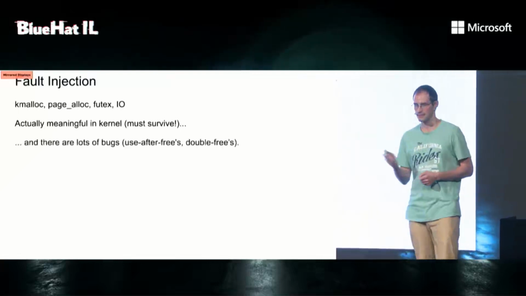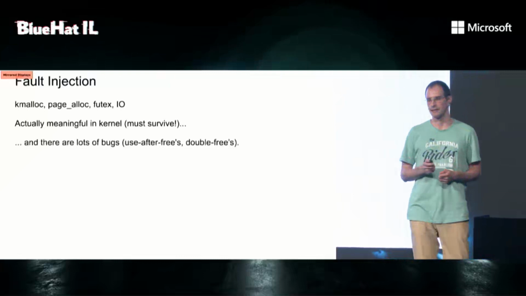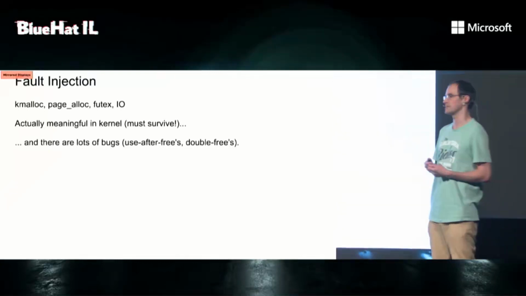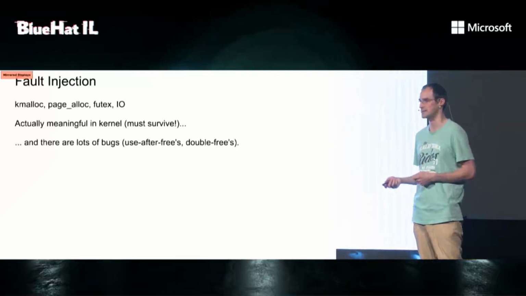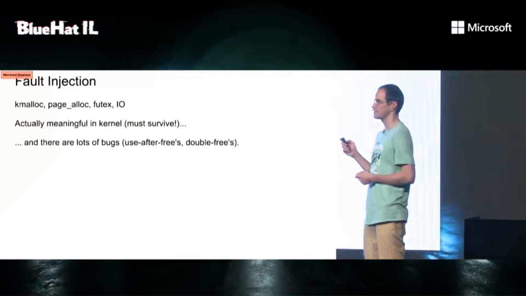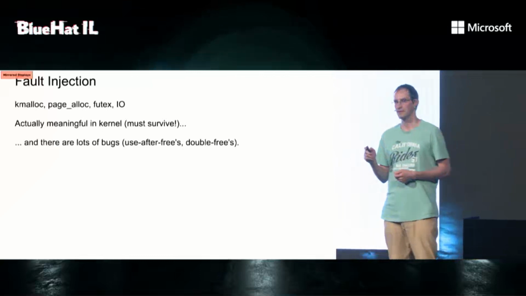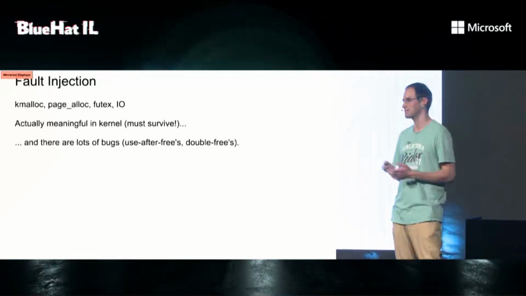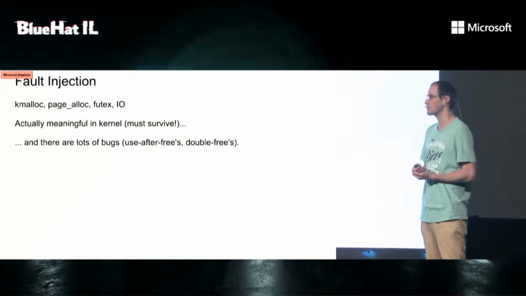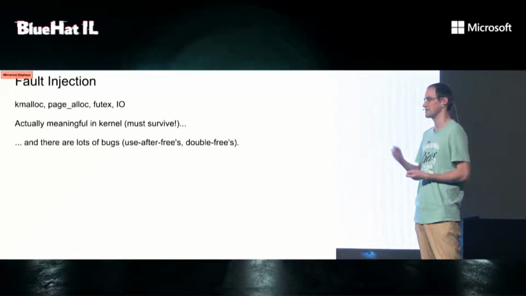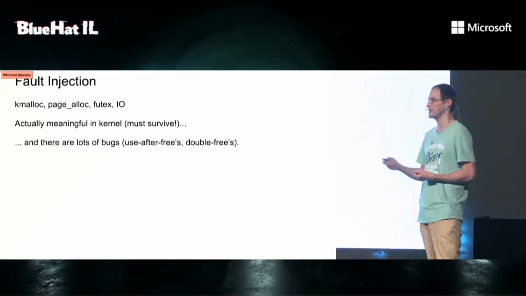And it turns out that since the kernel is written in C, with manual resource management, approximately a third of kernel code is actually error handling paths. And they're almost untested. And lots of them contain bugs like use-after-free and double free, because that's the path where you actually free things and so on.